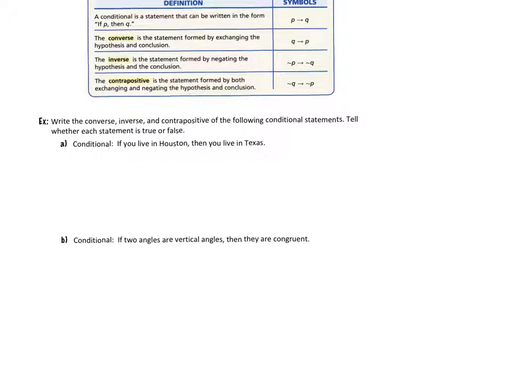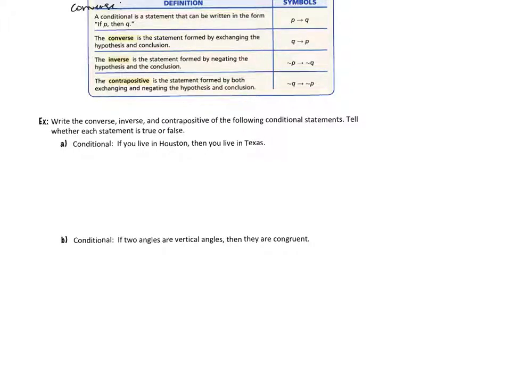All right, let's start out by identifying the hypothesis and the conclusion of this conditional statement. So if you live in Houston, that's if, so that's hypothesis. Then you live in Texas, and that's the conclusion. So in this case, we're going to write the other three, and we're going to tell whether each statement is true or false. So let's start with the conditional. If you live in Houston, then you live in Texas. That is true.